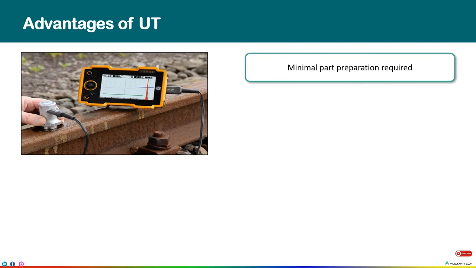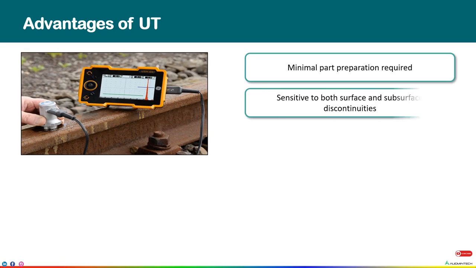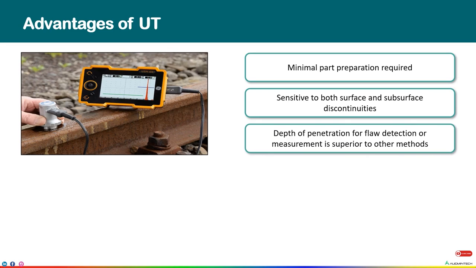Now we will look at some of the advantages of UT. Minimal part preparation required. In UT, we don't have to prepare the part as extensively as we have to in other methods. It is sensitive to both surface and subsurface discontinuities. Thick specimens take no more time to examine than thin ones. It is sensitive to both thicker and thinner material for detecting surface and subsurface discontinuities. Depth of penetration for flaw detection or measurement is superior to other methods.